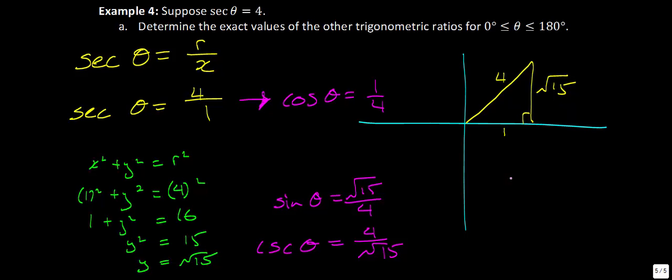And then we have tangent of theta and cotangent of theta. So tangent of theta would be equal to root 15 over 1, and cotangent of theta would be 1 over root 15, just like so. Okay.